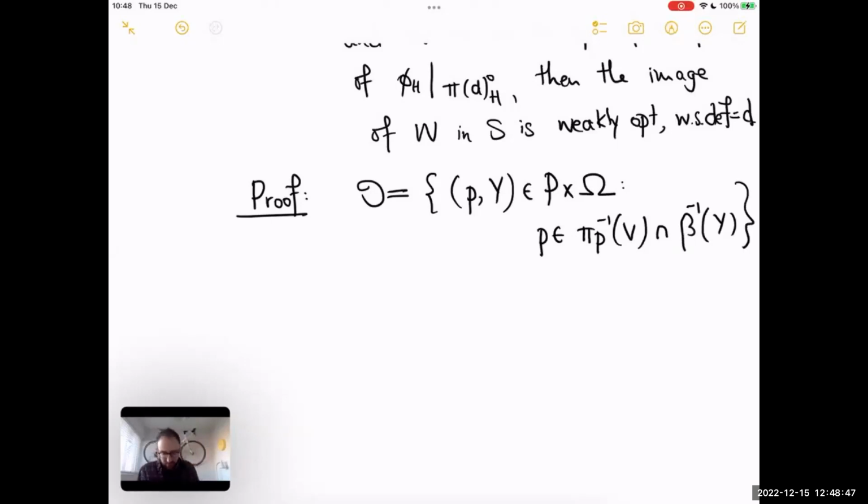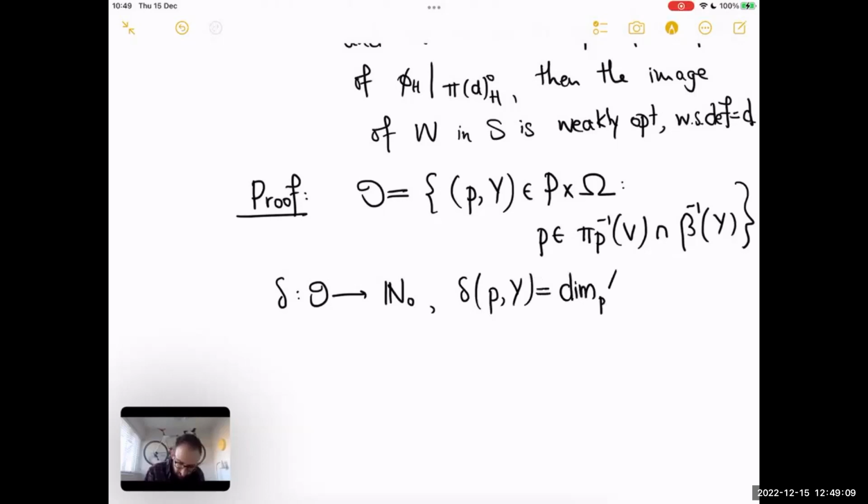That's just the set that you need to make the following function make sense. So this is the function that does all the work. So this delta function goes from theta to non-negative integers, and it sends p to the dimension at p of the leaf through p intersected with this set above, p minus 1 V intersected beta minus 1 of y.